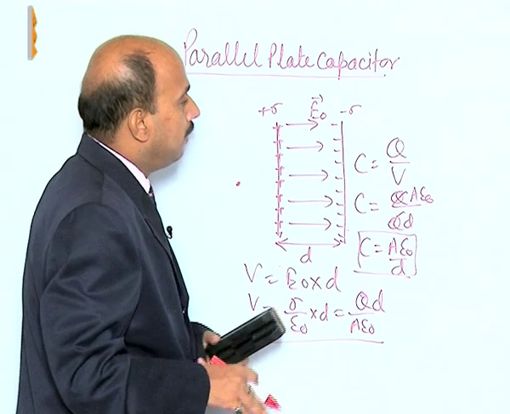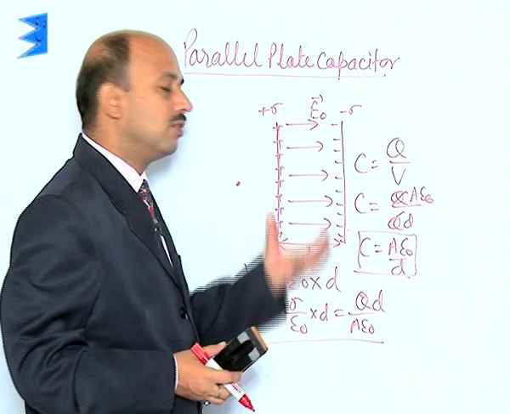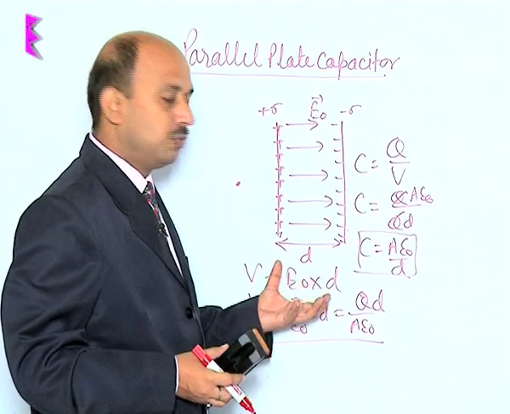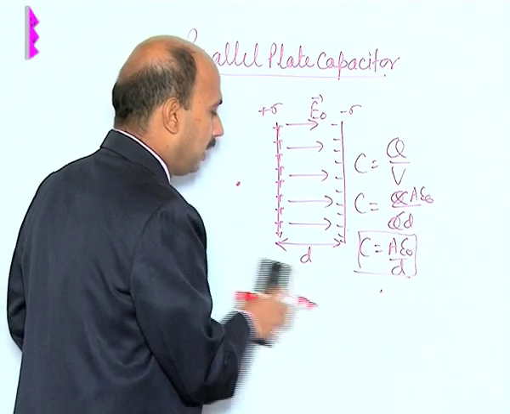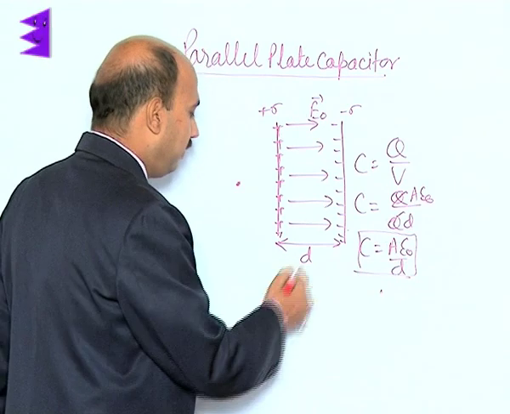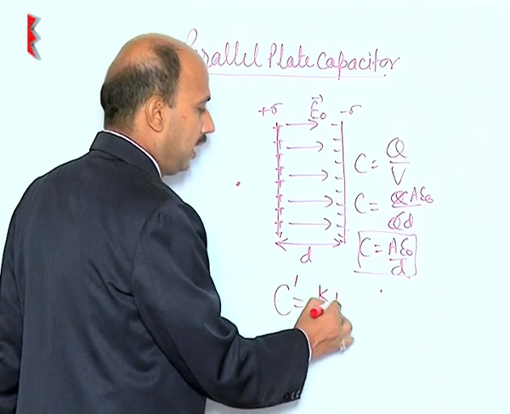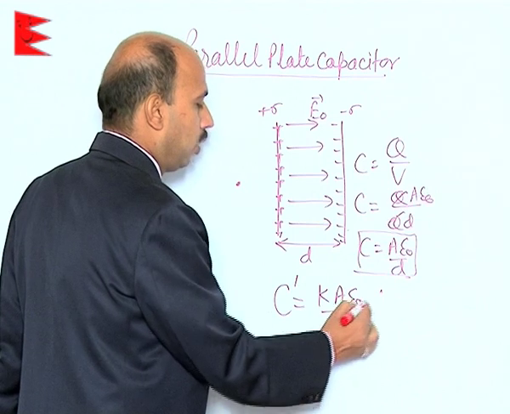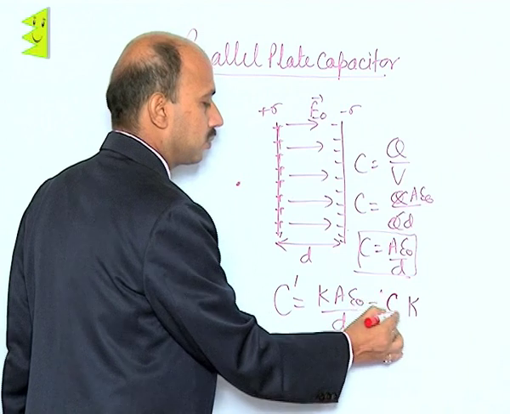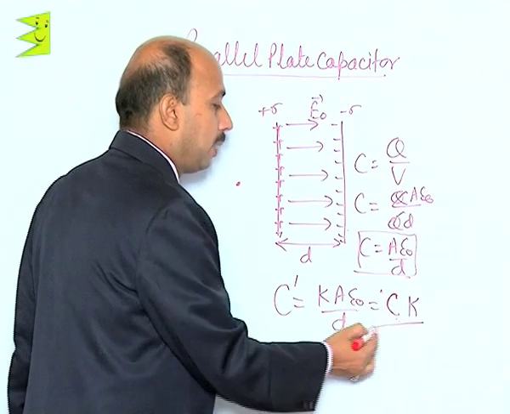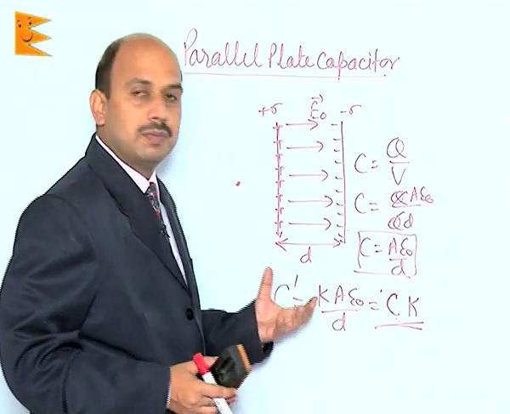And also, suppose a dielectric material is placed between these two plates such that it covers the complete empty space entirely, then the capacitance can be given in that case. If a material of dielectric constant K is placed, then we can write C dash is equal to K A epsilon naught by d, or we can write C is equal to K C naught. So, the capacitance increases by K times if we place dielectrics between these two plates.